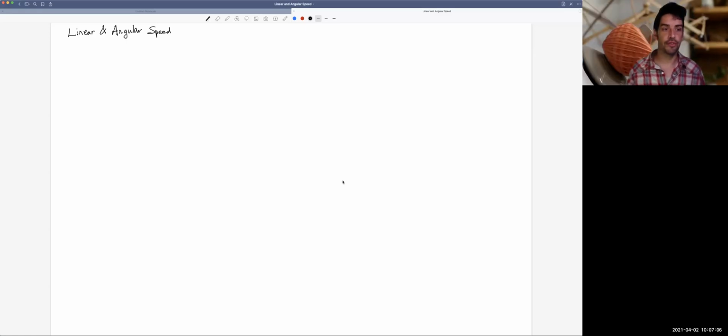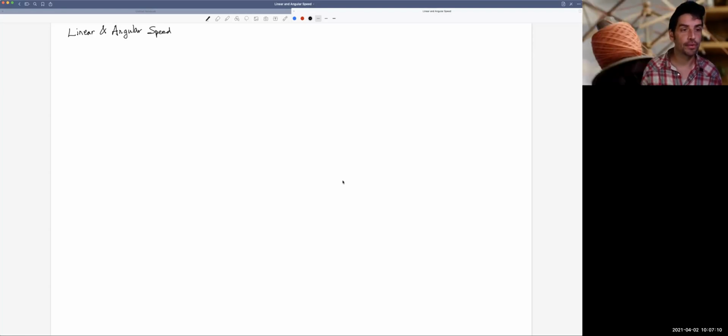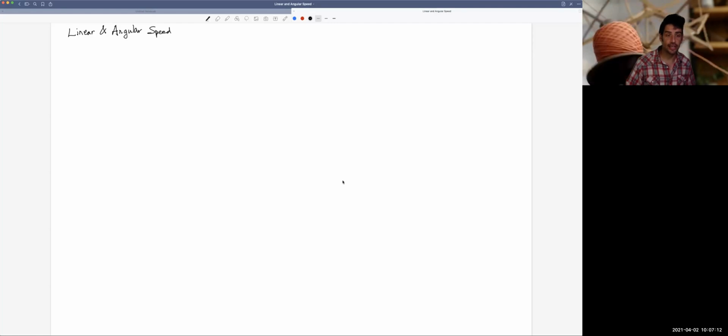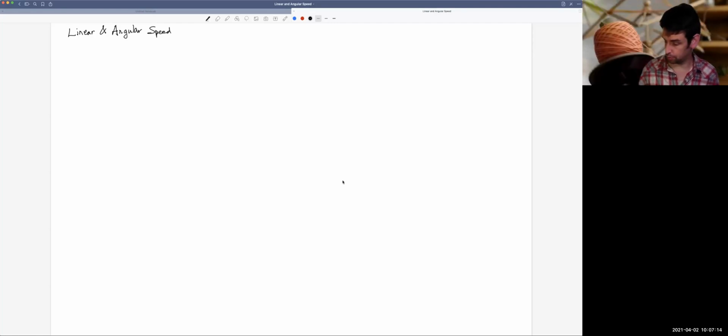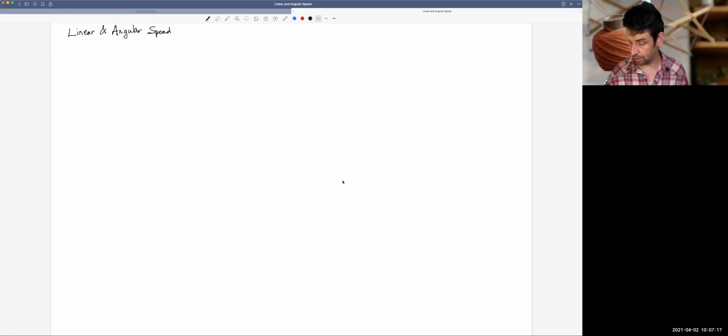Okay, so we've got another nice concept to connect to angles. We're going to talk about the difference between linear and angular speed and how to connect these two, and we'll do a couple of examples with them.